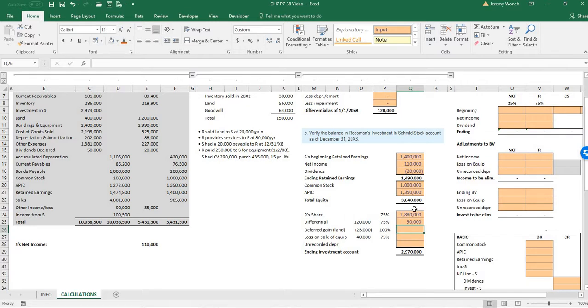So now we want to back out the gain that's related to the sale of the land. The parent sold the land to the subsidiary, so that's a downstream transaction. And so that means that we're actually going to have to back out 100% of the land.